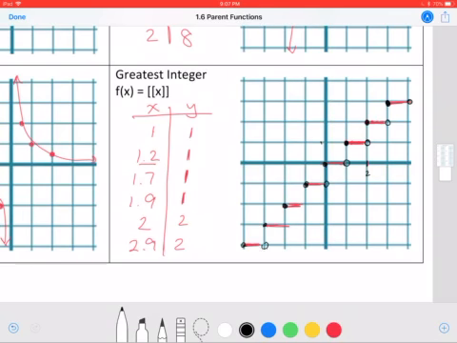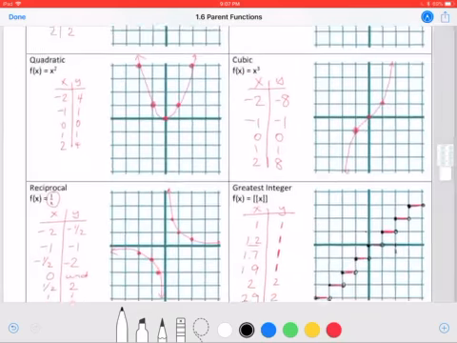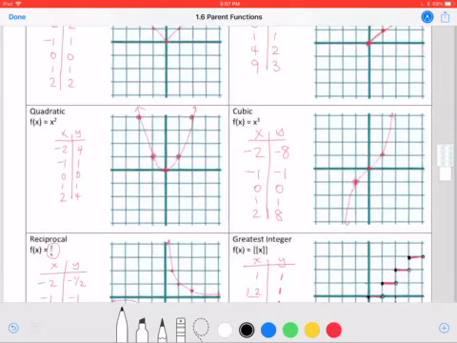So again, the goal of this lesson is that you could graph each of these functions in 5 seconds or less without having to make a table. You could plot those points on there, knowing just where those intersections are.